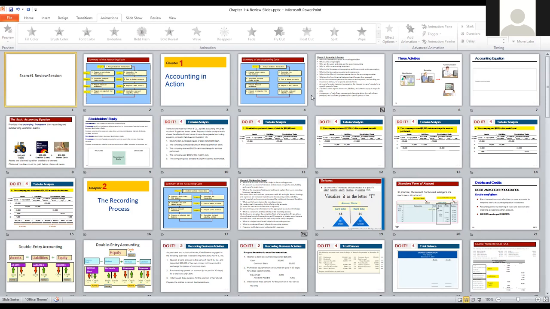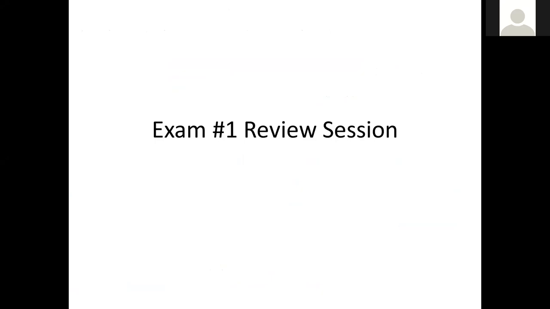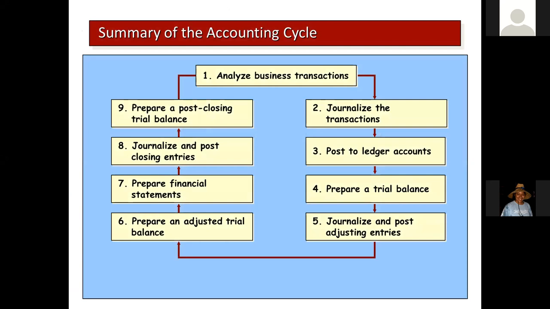All right, so nobody has any questions, so I'm going to go ahead and just briefly touch upon some of the key points in each of the chapters that you should know for the exam. Okay, so let's get started. How's that look on your screen? Does that look okay? Yes.